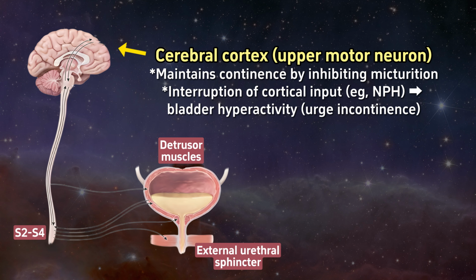Cerebral cortex, upper motor neuron. Cerebral cortex maintains continence by inhibiting micturition. Interruption of cortical input, for example, normal pressure hydrocephalus, leads to bladder hyperactivity and urge incontinence.